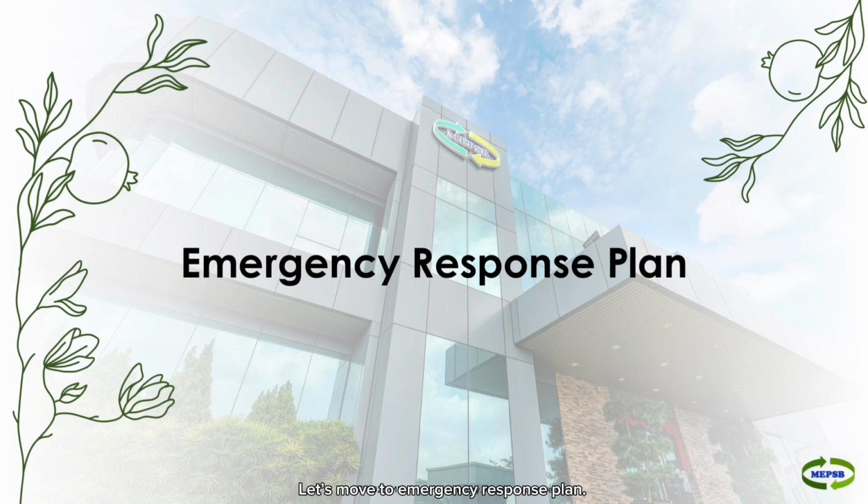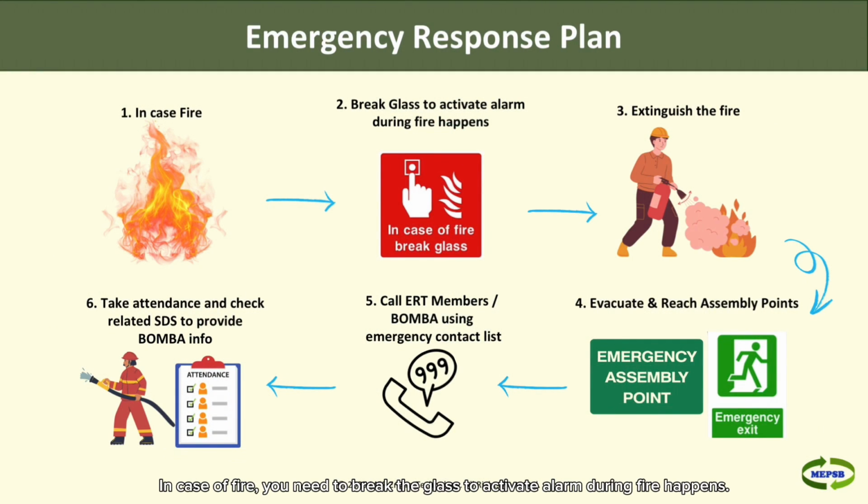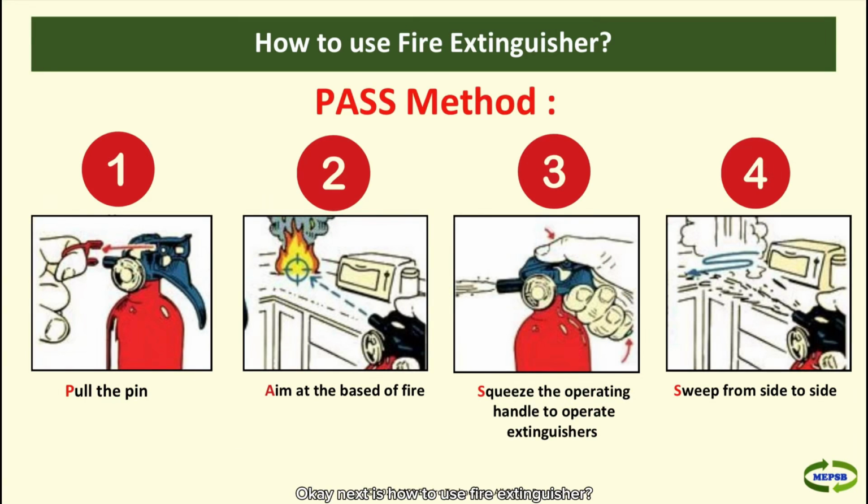Let's move to the emergency response plan. In case of fire, you need to break the glass to activate the alarm. Extinguish the fire, then evacuate and walk to reach the assembly area. Besides, call the Bomba or the emergency contact list and cooperate with Bomba. Okay, next is how to use a fire extinguisher. Let's follow the PASS method, which is pull, aim, squeeze and sweep. Pull the pin, aim at the fire, squeeze the handle and sweep the fire from side to side.